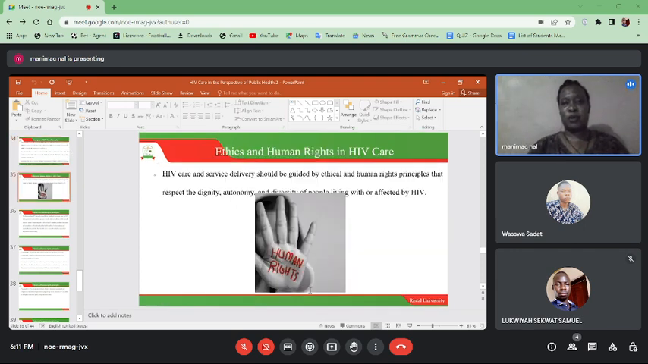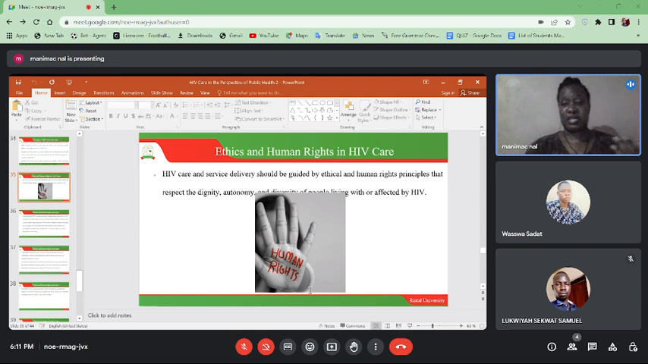Furthermore, we must also consider ethics and human rights, that they are also human beings. These principles will help guide us and remind us to respect the dignity of those positive people, their autonomy and diversity, and the dignity of living for people who are living with HIV and AIDS.